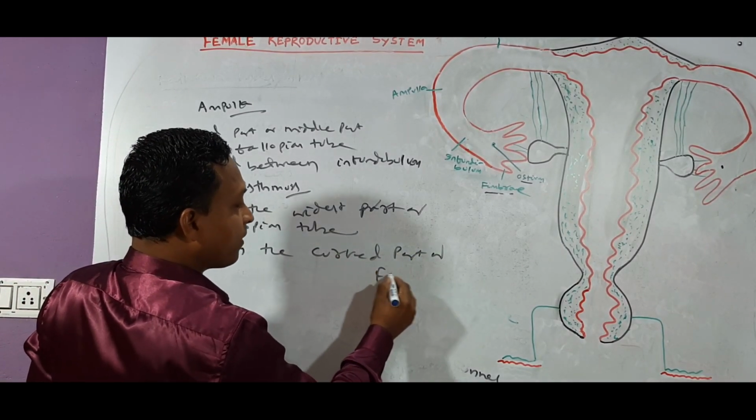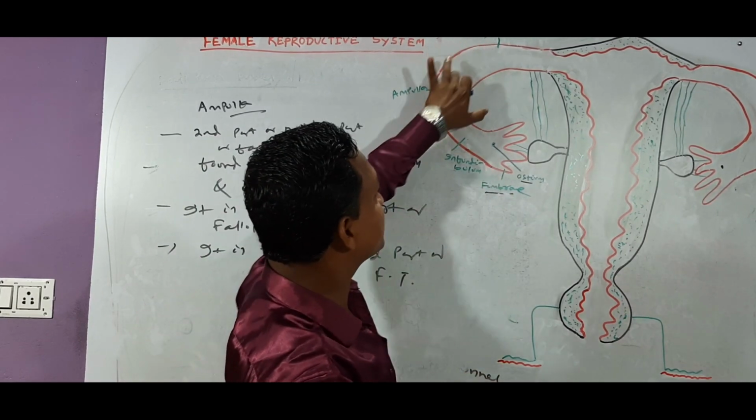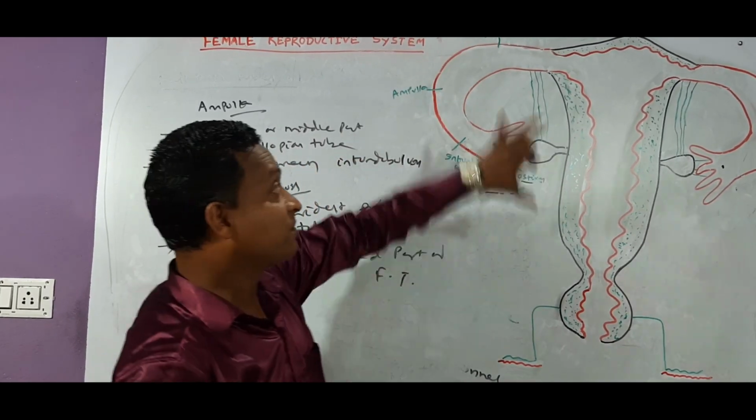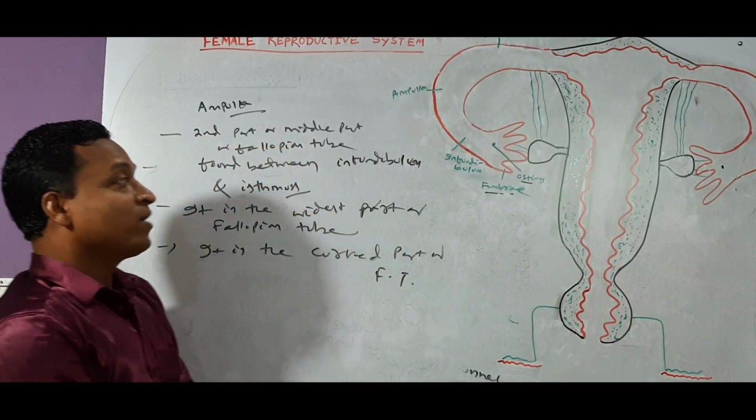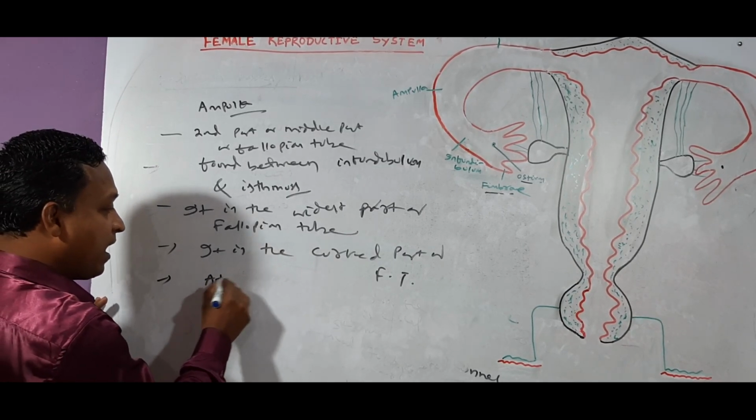It is the curved part of which tube? Fallopian tube. Curved. Yes. If some sort of bending is found, you can find out. It is the curved part of the fallopian tube. Okay.